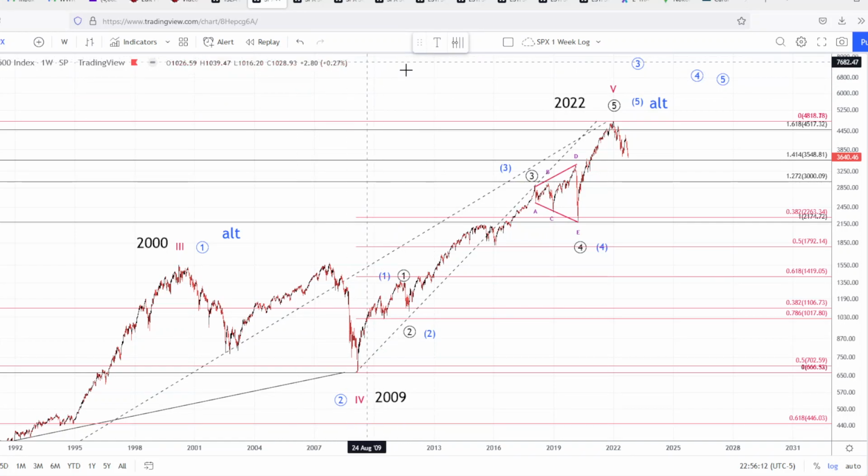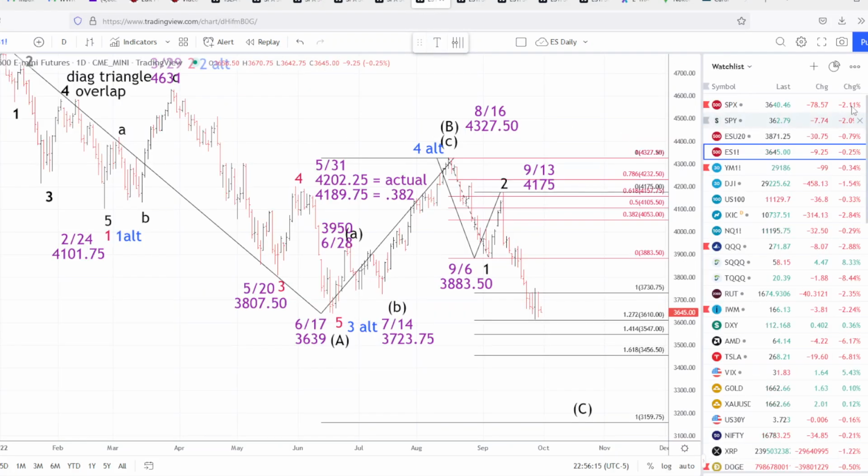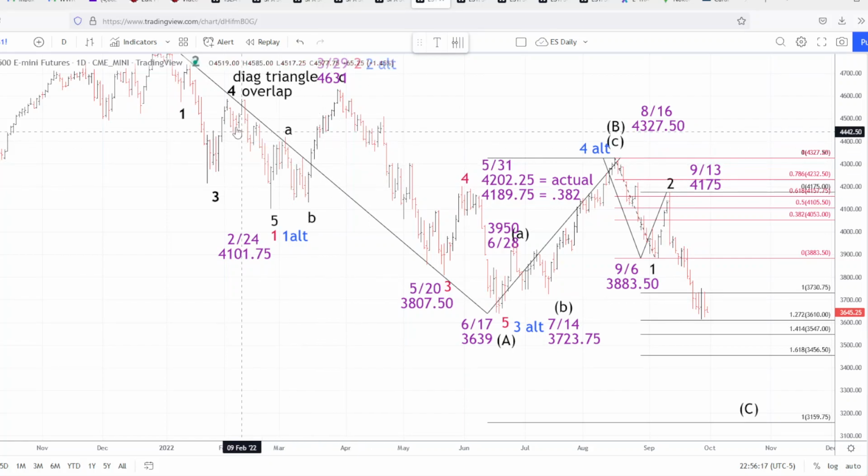I want to get into the ES here. This again is the daily, pretty much a repeat, but we have 5 waves down for A. That's black in parentheses. 3 waves up for a B at the 8/16 August 16th high, which was within a day of our turn date. I think that was right on. Then we had a 1 down and a 2 up. That one, the September 13th turn, was within a day of the turn date. And here we are on wave C down from that 9/13 high.